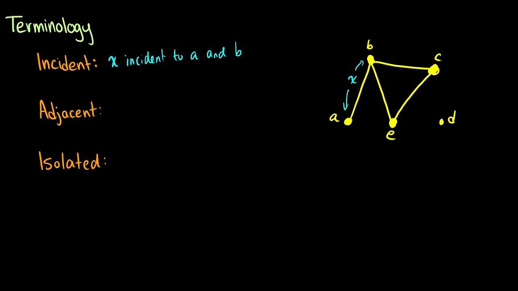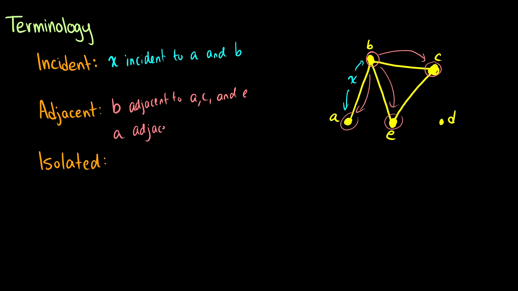Now we have another term here called adjacency. So as an example, B is adjacent to A, C, and E. So what do you think this means? Well, a vertex is adjacent to other vertices if it has an edge connecting it. So here we have an edge connecting B to C, B to E, and B to A. So what about A? What is A adjacent to? A is adjacent to only B, because it's only connected to B. It is not adjacent to E because there is no edge connecting A and E.